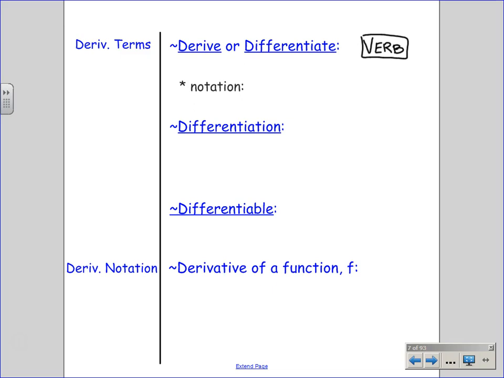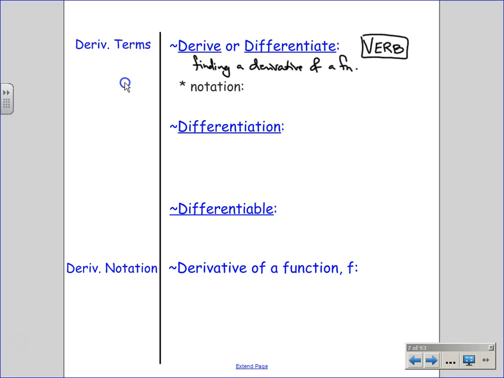Anyway, derive. Derive is a verb. Is it deriving a car? No, it's deriving a function. But either way, you are taking or finding a derivative of a function. And guess what? Derive or differentiate, same dealio.